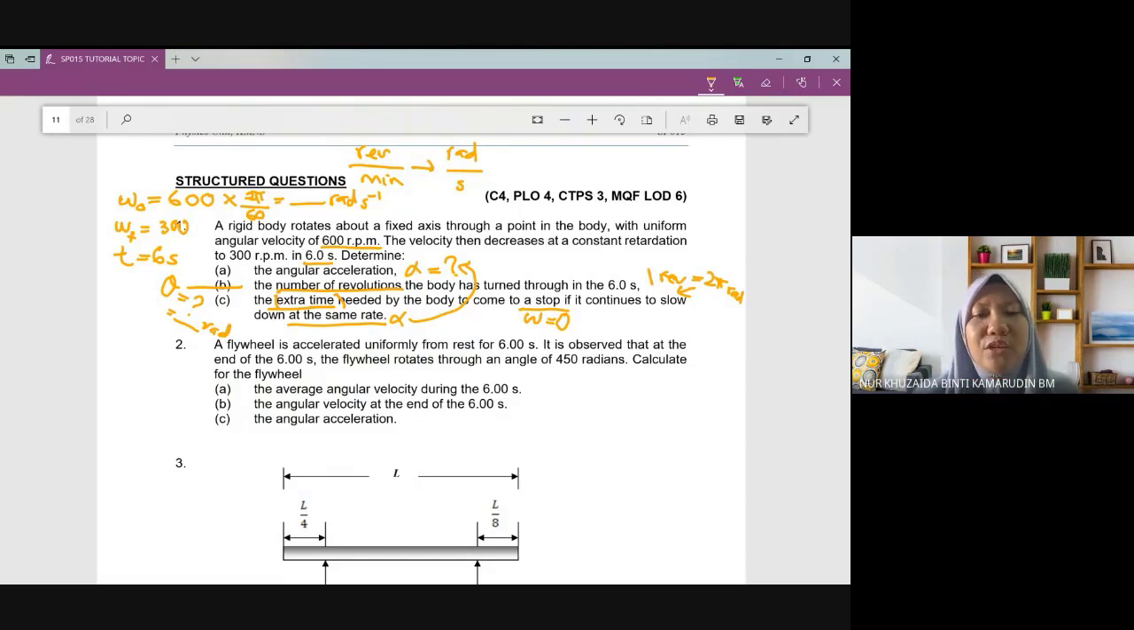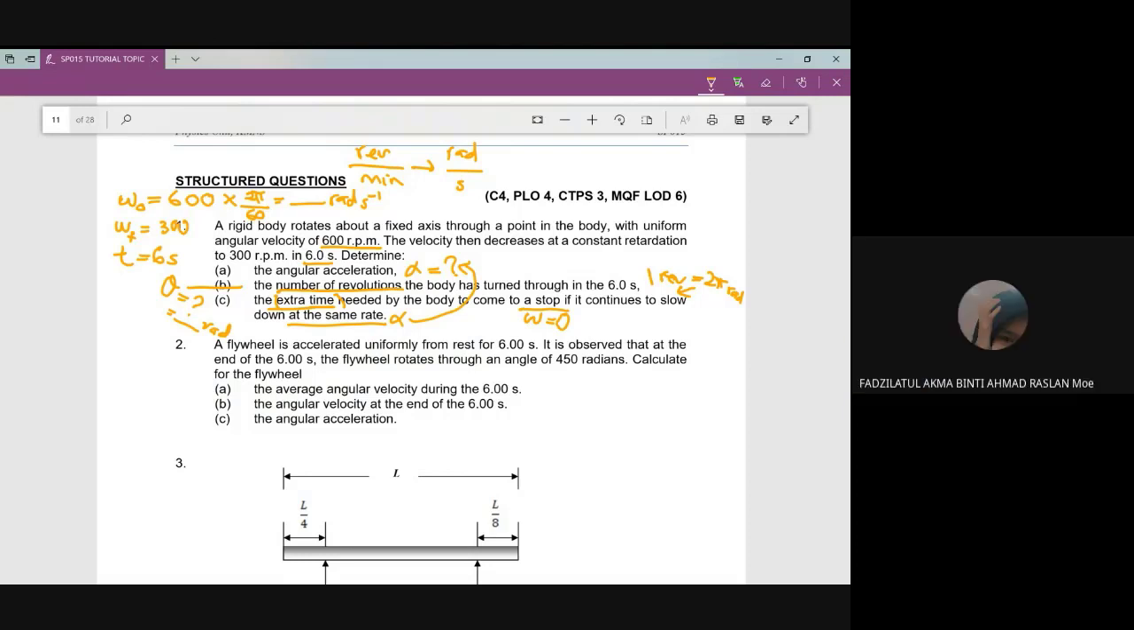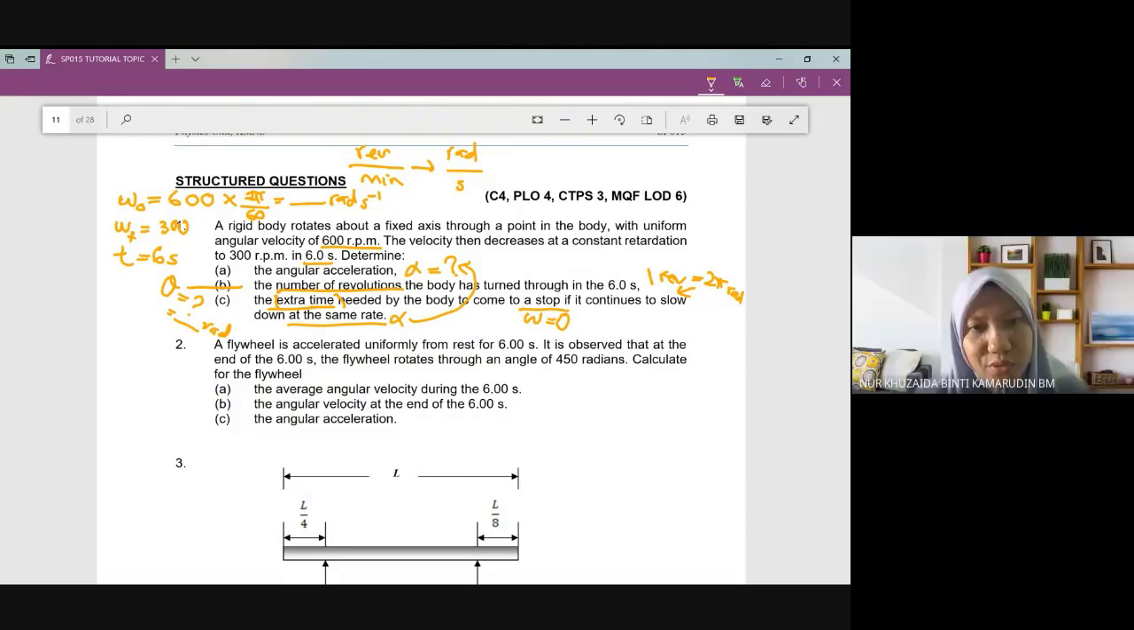So this one again you akan manipulate sahaja equation yang kita ada tadi 1, 2, 3. Pilih mana yang sesuai dan you akan cari nilai T tapi dia nak extra time. So extra time maksudnya you punya omega naught yang mana satu? 300. 300, very good. Okay, sebab dia nak daripada 300 tadi sampailah jadi stop the extra time tu sahaja. Okay, kalau dia nak total time maksudnya you kena ambil omega naught daripada 600. Okay, very good.